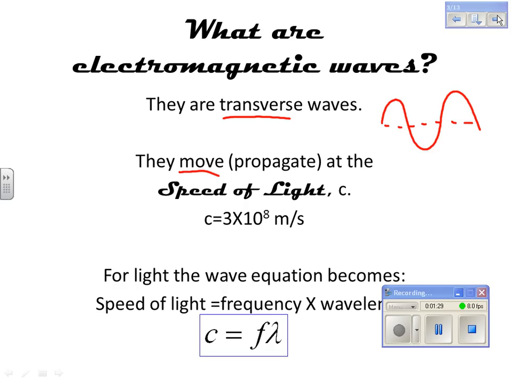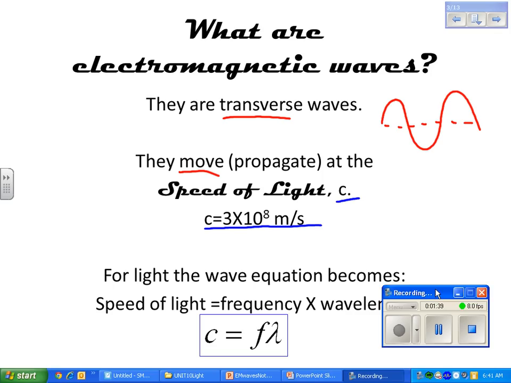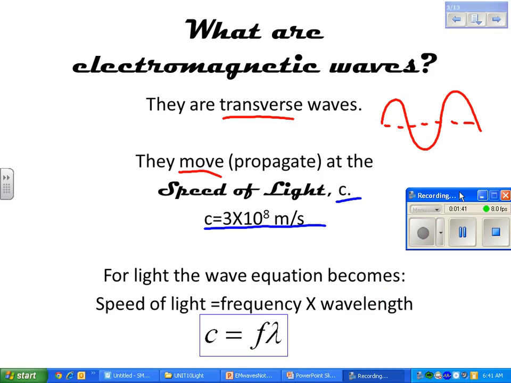Speed of light is also on your formula chart. The speed of light is represented by the small letter c, and it's 3 times 10 to the 8th meters per second. That's a constant that's important to remember, and you can see it here in the equation. I've left space for you to write the wave equation down. In words, it's speed of light equals frequency times wavelength, which is what we already know, but as far as symbols, we're going to replace the speed with the letter c.